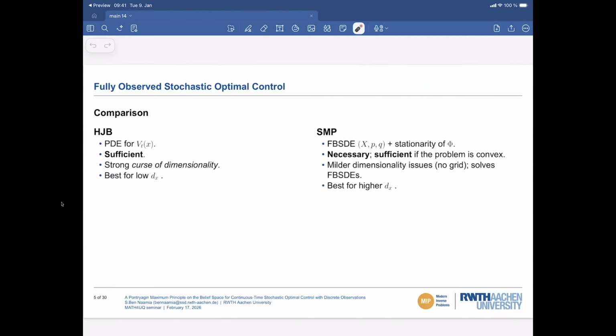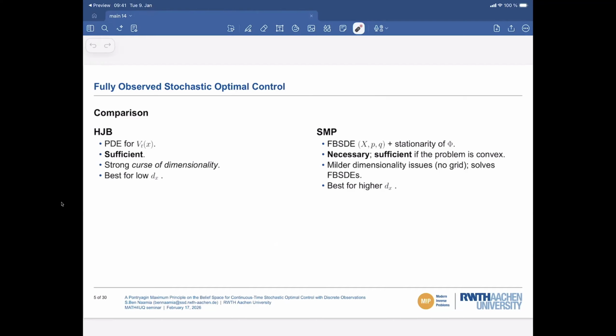And here again, we focus on fully observed stochastic optimal control in these two approaches that I've just presented. So if you want to compare them, the HJB has this PDE structure, right? It gives you sufficient conditions, so it gives you a lot of information. But if you go high in dimensions, this suffers from the curse of dimensionality, as you have to solve it on a grid of time and the state space X. So if the dimensionality goes high in X, you definitely fall into a bit of problems in some sense.